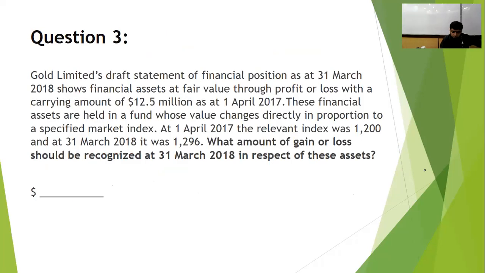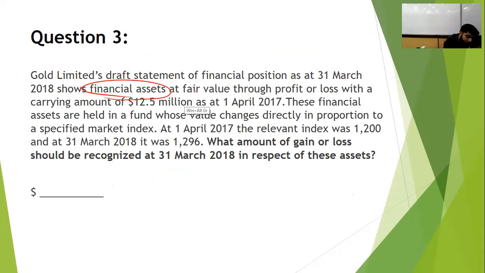Okay, now let's move on to another question. That is question number three. Another question we are going to practice. Gold Limited's draft statement of financial position as at 31st March 2018 shows a financial asset. Now, the examiner has given you a clear identification. It's not a question for financial liability, but it's a question for financial asset at fair value through P&L.